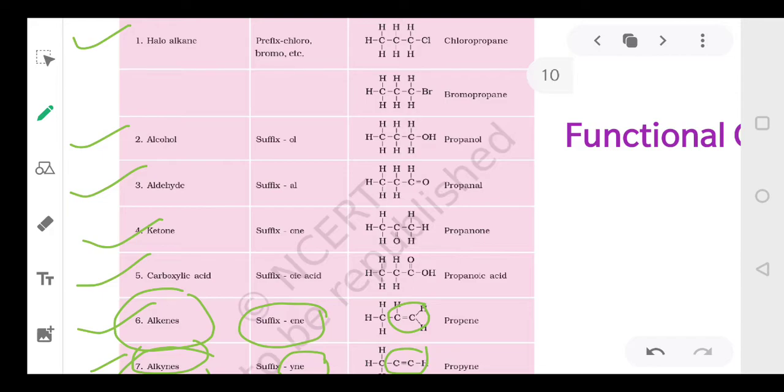Now in this particular video, we will be talking about the haloalkanes and the alcohols. This haloalkane, we can use it as a chloro or a bromo, so we can have a chlorine atom or a bromine atom. And in case of alcohol, we have a functional group which is called OH. We will understand in the next slides.